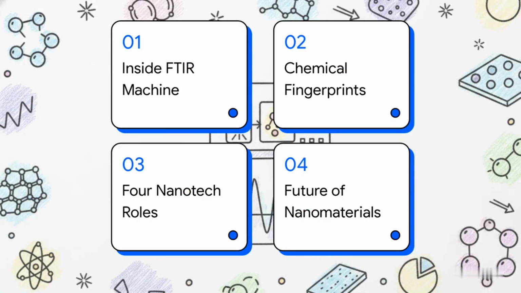Okay, so here's our game plan for today. 1. Inside the FTIR machine. 2. Reading chemical fingerprints. 3. Four core nanotech roles. And 4. The future of nanomaterials. Let's jump right in.